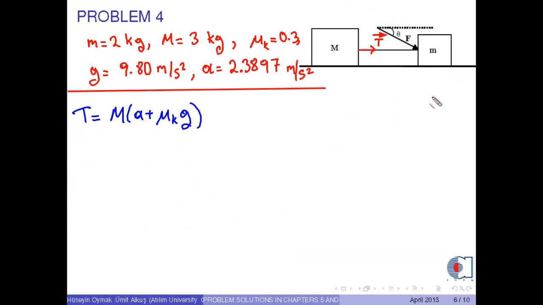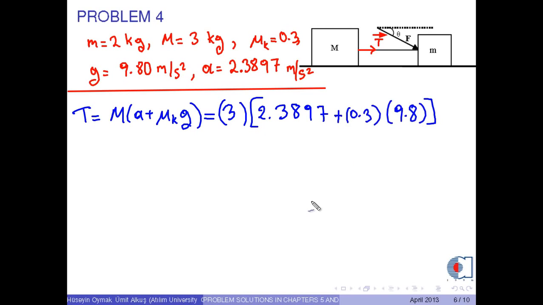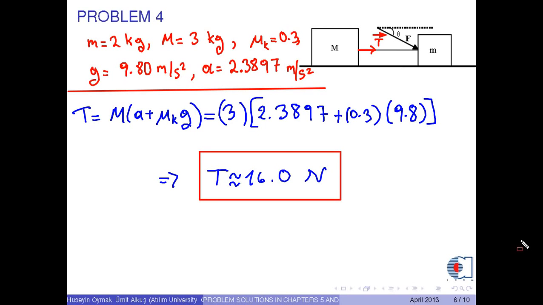Next, substitute the corresponding numerical values into this equation to get T equals 3 kilograms times 2.3897 meter per second squared plus 0.3 times 9.80 meter per second squared. Then the result is approximately 16 newtons, which is also in 3 digits. Okay, this is the end of the solution of this problem, and let's have a look at the fifth problem.